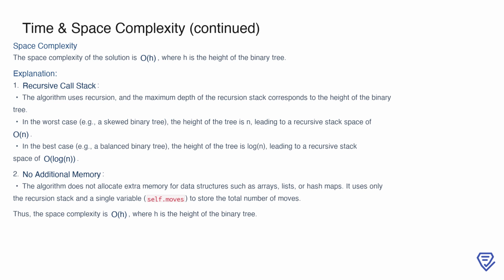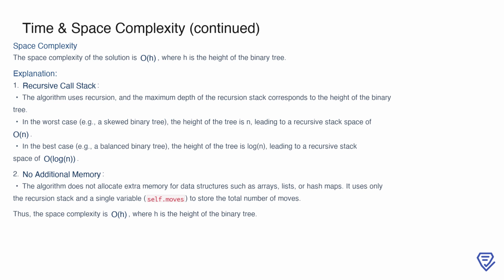The space complexity of this solution is O(h), where h is the height of the binary tree. This is primarily determined by the recursive call stack used in the DFS traversal. The maximum depth of the recursion stack corresponds to the height of the tree. In the worst-case scenario, such as a completely skewed tree, the height is equal to the number of nodes, n, resulting in a space complexity of O(n). In the best-case scenario, such as a balanced binary tree, the height is proportional to log n, leading to a space complexity of O(log n).